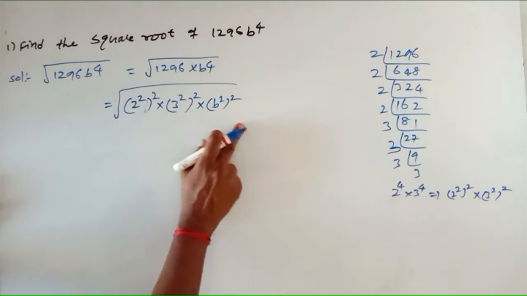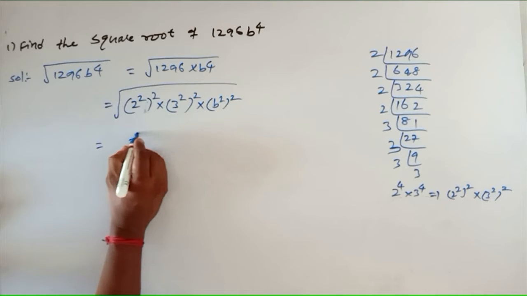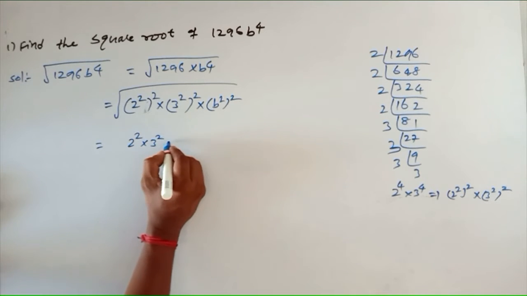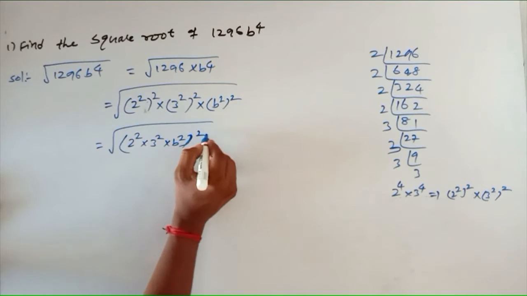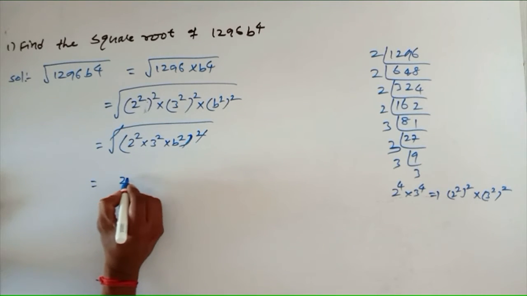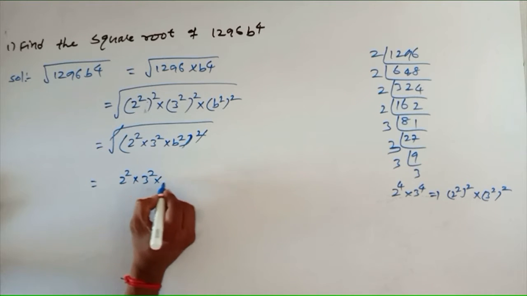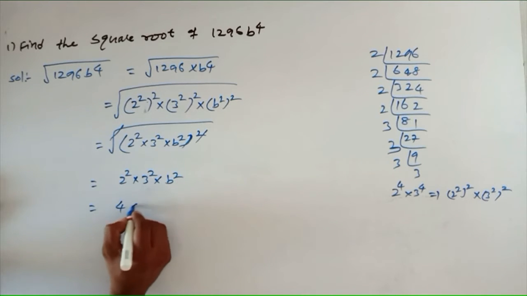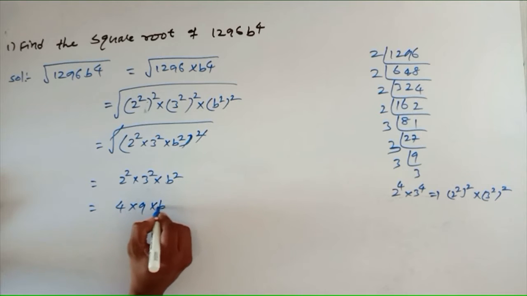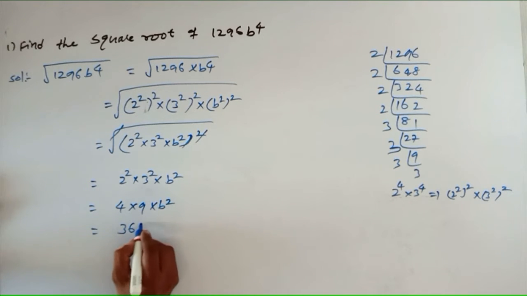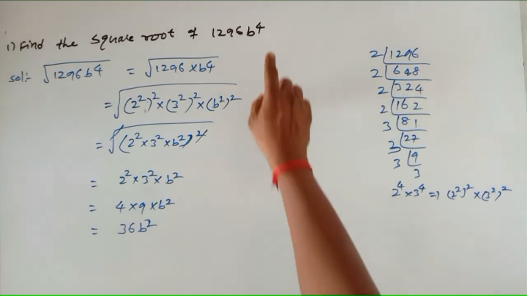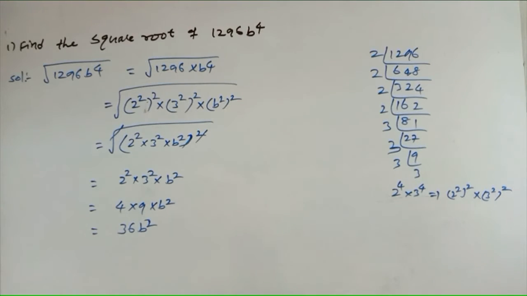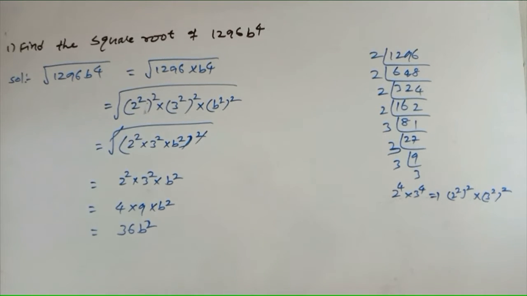So here the powers are equal, simply I am going to multiply the bases. That is 2 square into 3 square into b square, whole square, under square root. Square root cancels. That's equal to 2 square into 3 square into b square. 2 square root is 4, into 3 square root is 9, into b square. That's equal to 36 b square. This is the value of the square root of 1296 b power of 4.